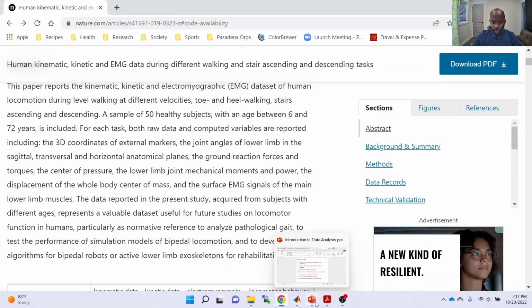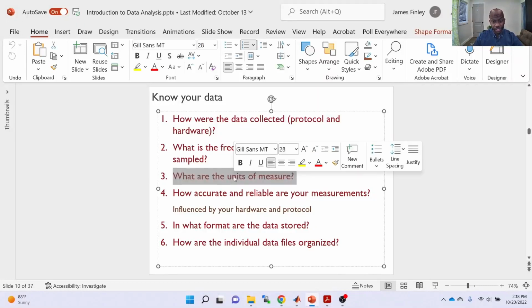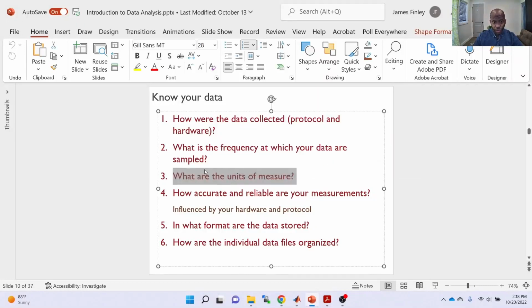So the next thing that we will review here are units of measure. So here we'll take a closer look at the data once we get into MATLAB to answer this. And so before we do that, one of the things that I want to highlight here is how we can access this data.